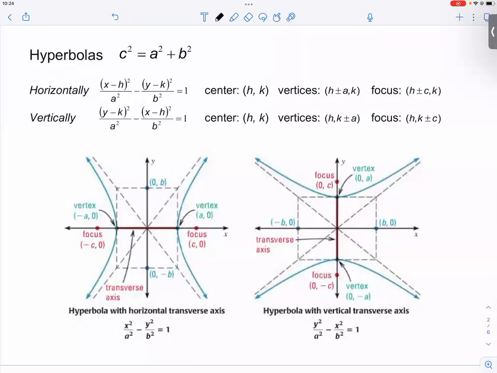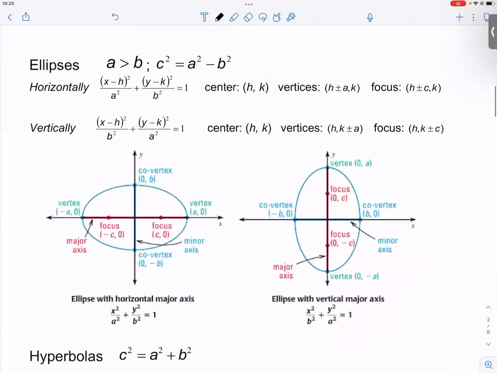And if you ever doubt yourself about the relationship here, how can you tell that it's A squared minus B squared, not the other way? A is always the largest. A is the largest, so the A has to be the longest. So A squared minus B squared will give you the C squared.